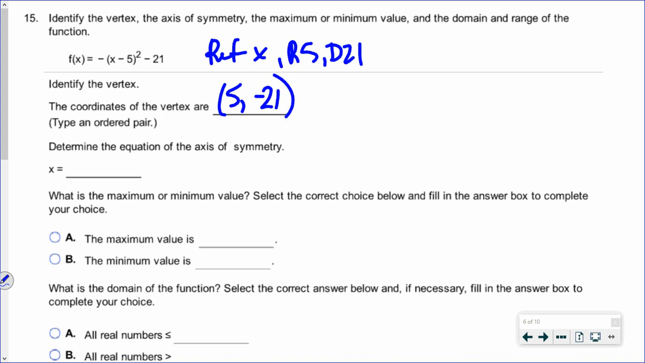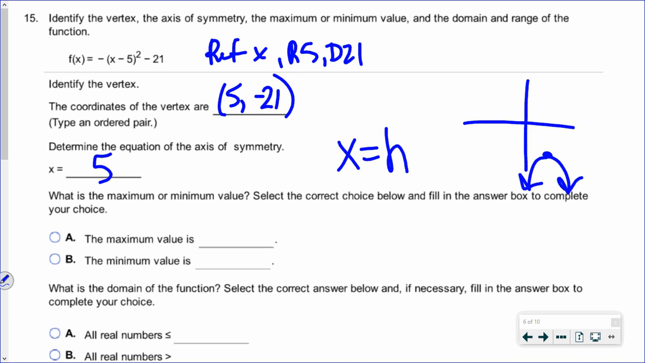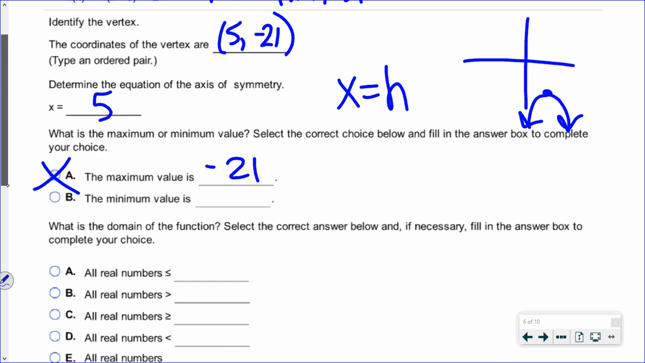Determine the axis of symmetry. That is x equals h. So what is h in this problem? It is 5. Now, I want you to graph this in your head. If I'm at 5, negative 21, that puts me right here. Is it opening up or is it opening down? Well, y'all told me it's reflected over the x-axis. So that means it's opening down. So do I have a maximum or a minimum? I have a maximum value. And what y value am I at a maximum? Negative 21. Okay, well, let's keep going with that.